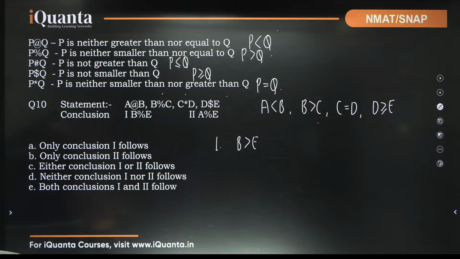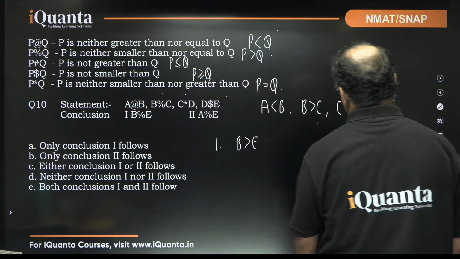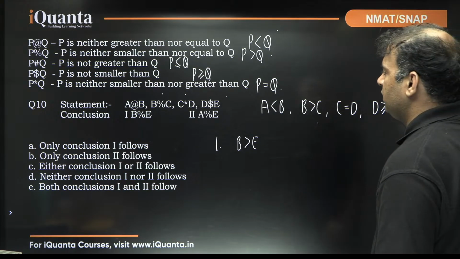What do you guys say? Is the conclusion true or not? Yes, actually this conclusion will be true, that's correct. See, they are saying B is greater than E, right? Okay, let me write this again.